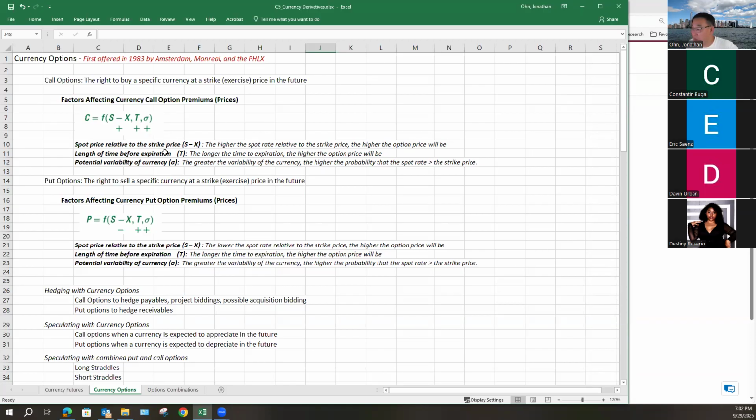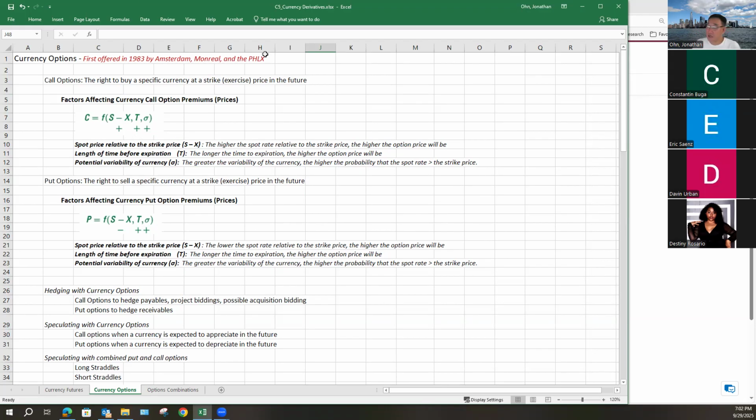And length to maturity, time to maturity, that's also a positive effect there. The longer the time to expiration, the higher the option price. The greater the variability of the currency, the variability is measured by standard deviation, the higher the probability that the spot rate is greater than the strike price. So all three are positive influencing factors for option pricing. Positive, positive, positive.